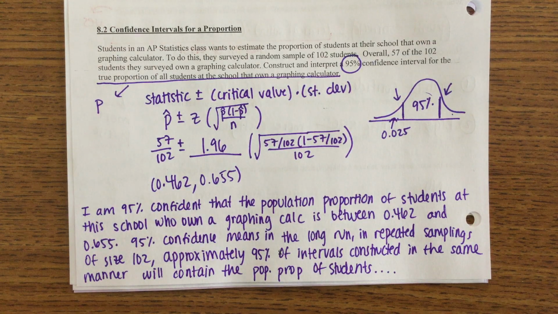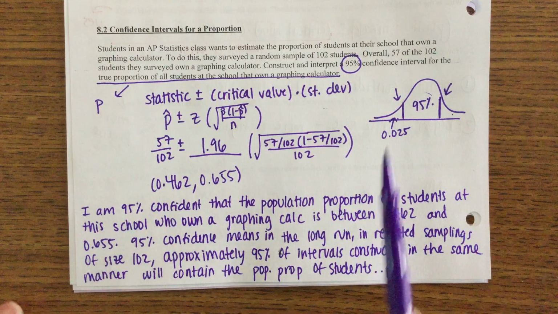Okay, if I asked you a follow-up question and I said, is there evidence that the majority of students, in other words, over 50%, own a calculator, what would you say? No, why not? Part of the interval is below 50. Right, and so it's possible that less than half own a calculator, graphing calculator. Good? Questions before we go on?